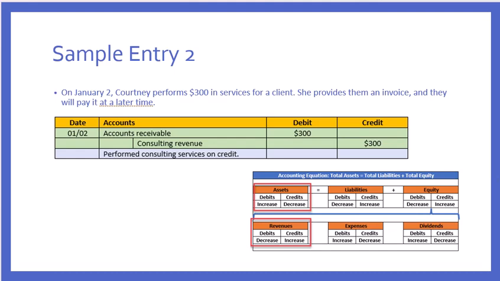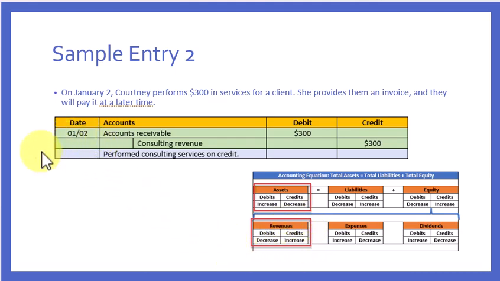All right, so let's think about our accounts that are affected here, okay? The customer is going to pay us at a later time, so that's accounts receivable. Accounts receivable is an asset, okay? For assets, we debit to increase, all right? We also need to increase our revenue because we've earned that revenue. We performed the services. For revenues, we are going to credit to increase.